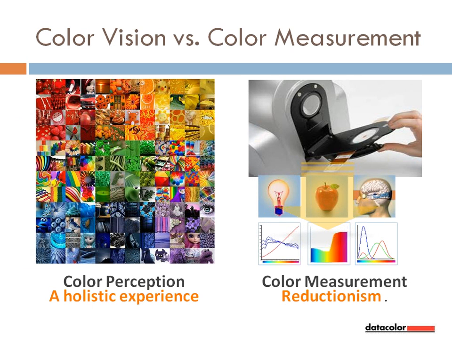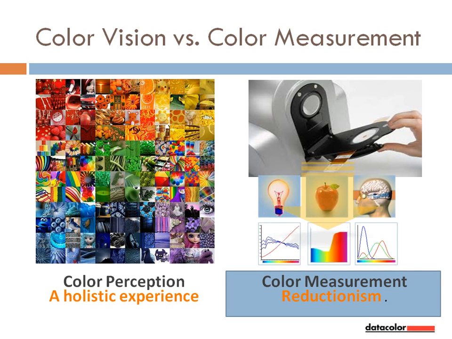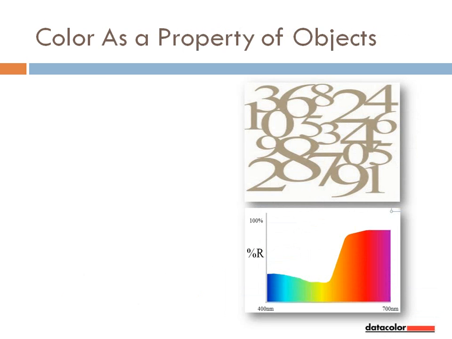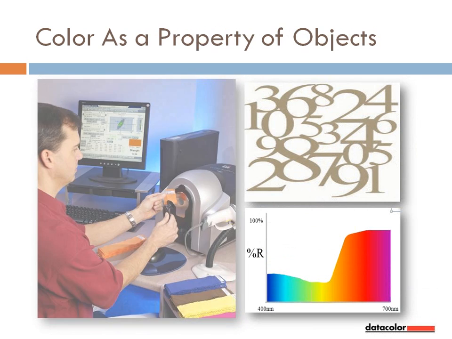Unlike a perception, color measurement is an exercise in reduction. We break apart the color experience into measurable quantities of energy: light from a source, light reflected or transmitted by an object, and data from color matching experiments defining a standard human response. In the end, we reassemble those numbers into an analog of the color experience, a measurement of color.